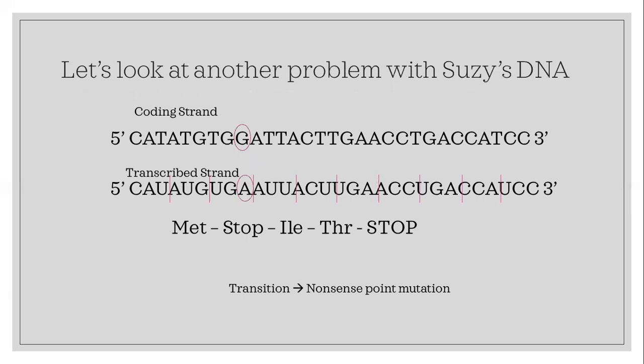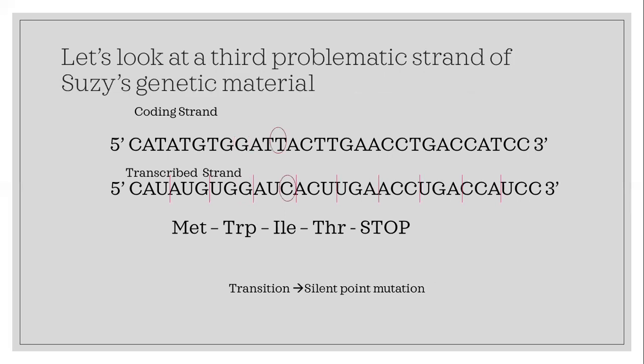We see the coding strand still on the top and another transcribed strand below it. On this slide, we had a transition occur, changing a G to an A, which causes a nonsense mutation. The A being placed in this sequence caused the anticodon to now code for a stop codon, which causes the translation to stop.